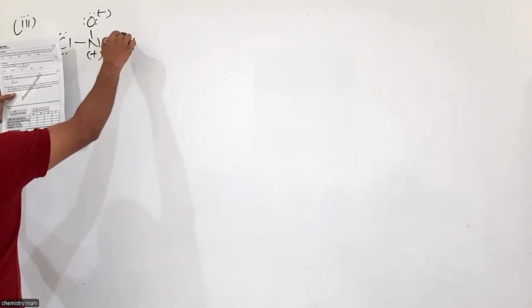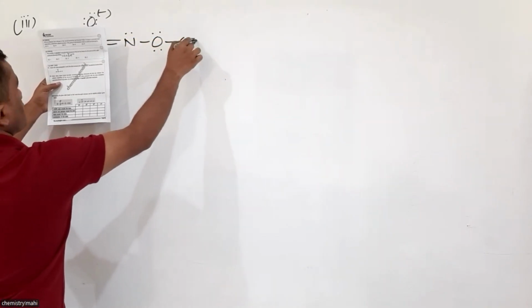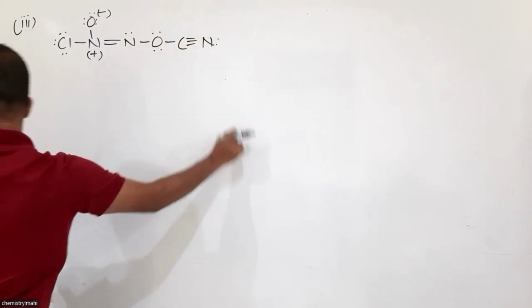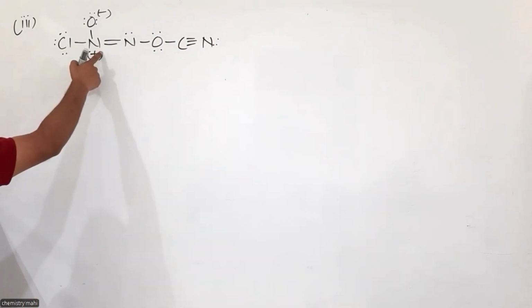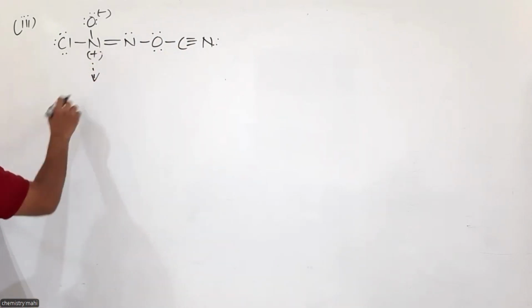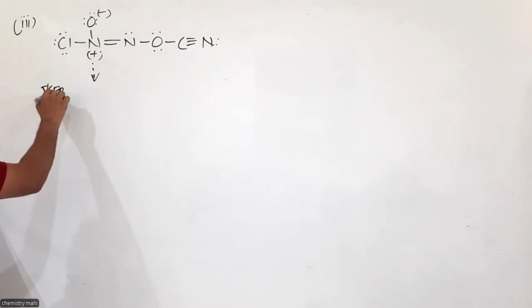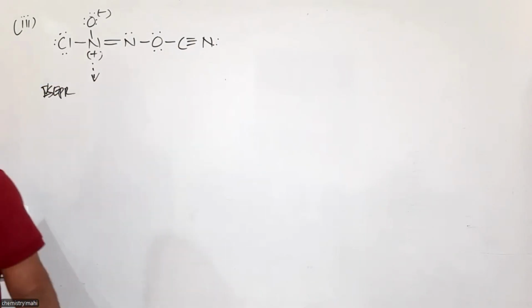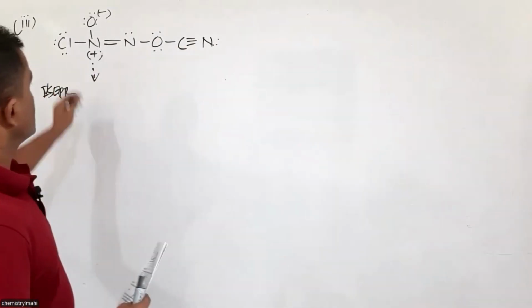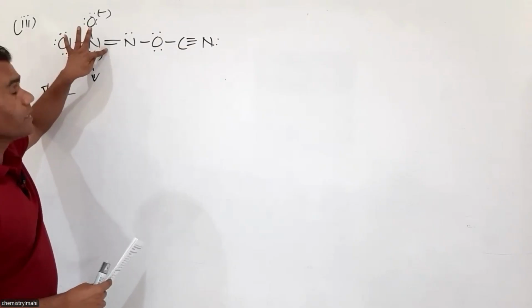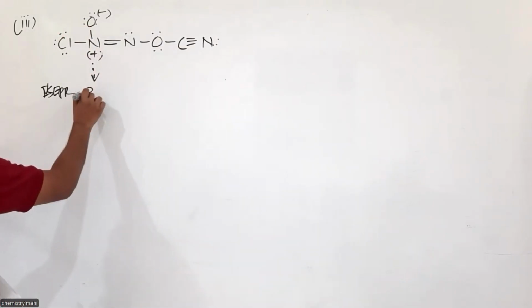Double bond, lone pair, O, C triple N. That's the structure we have. So they ask VSEPR around N1. N1 means this one, I take it like that. First one, VSEPR. Simply write VSEPR. VSEPR is based on the number of sigma bonds and lone pairs. So we get sigma, double means 1 sigma. There is no lone pair. So it should be total 3.